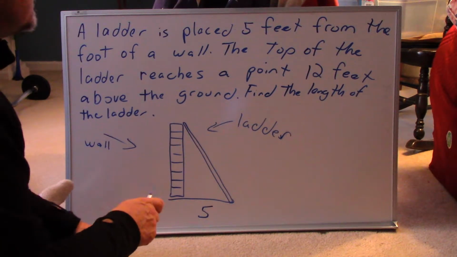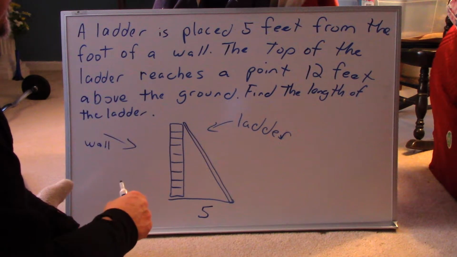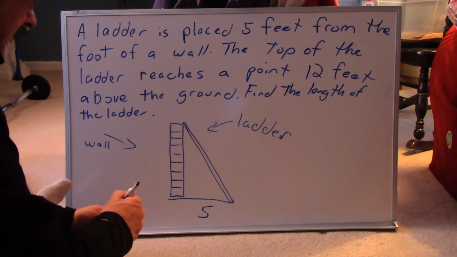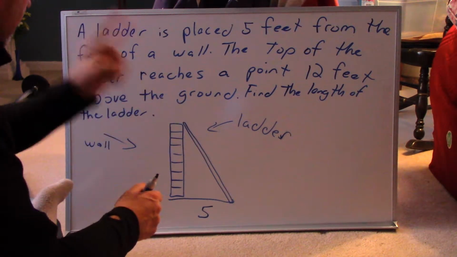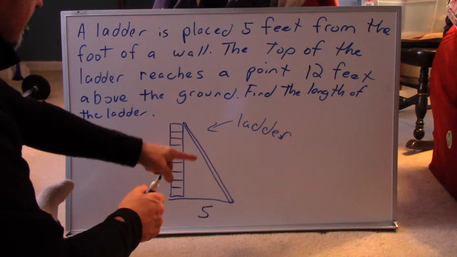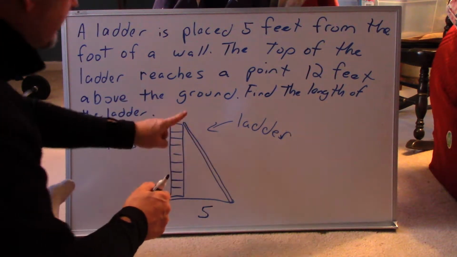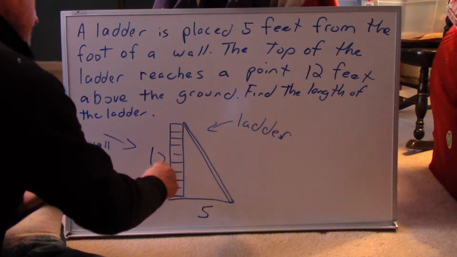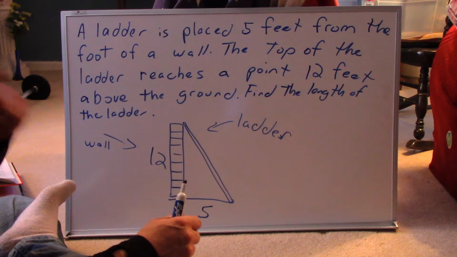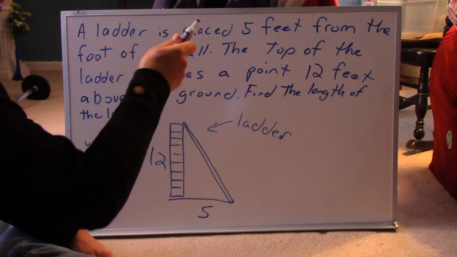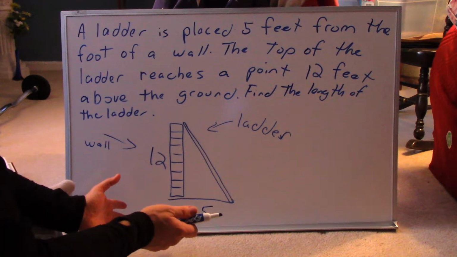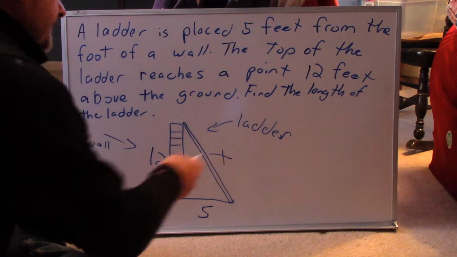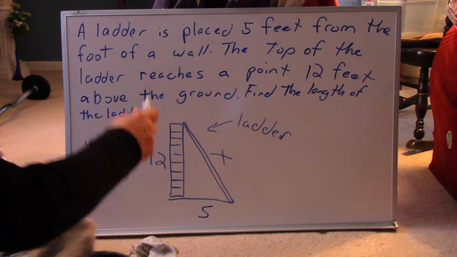The top of the ladder reaches a point 12 feet above the ground. That doesn't say that the ladder itself is 12 feet long. It says that it reaches a point 12 feet above the ground, so therefore the wall is 12 feet. You follow me? Then you look at what they ask you: find the length of the ladder. So that's our x. That's what we're looking for.